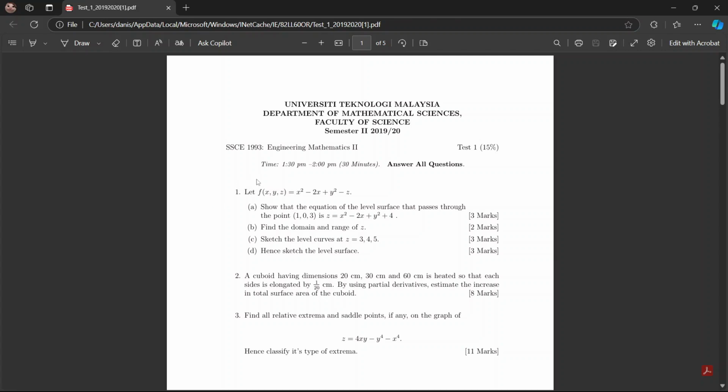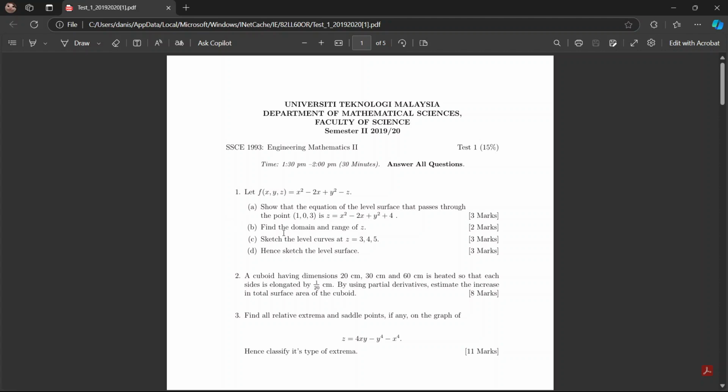So the first question, they give us an equation f(x, y, z) equals x squared minus 2x plus y squared minus z. The first question is to prove that when it passes through the point (1, 0, 3), it will become z equals x squared minus 2x plus y squared plus 4.